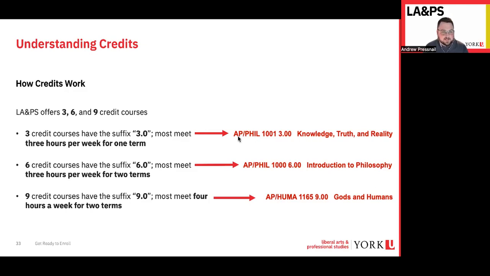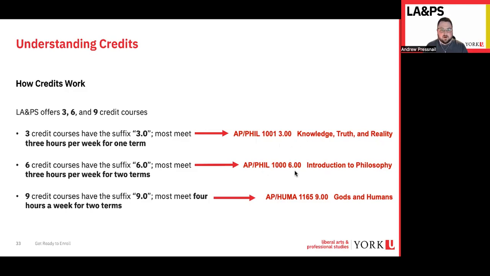So we can see in our example, this is our course code, AP for the Faculty of Liberal Arts and Professional Studies, PHIL, the Philosophy Department, 1001, we know it's a first-year course, 3.0, this is the number of credits, and here's the course title.